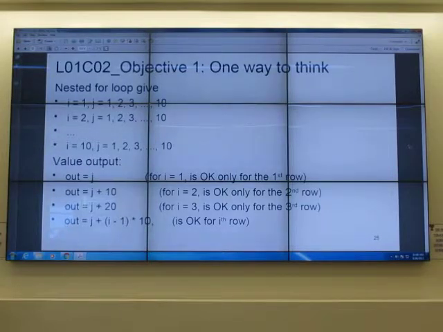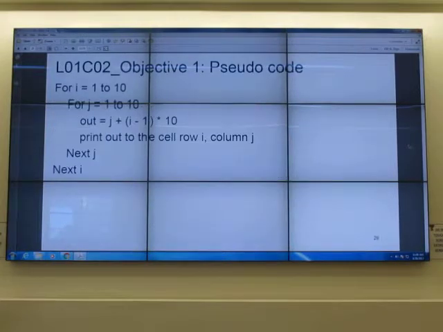So I write R equal to J, then R equal to J plus 10, then R equal to J plus 20 on purpose. And you should do this too, especially if you are new. And then find the pattern within it. Then you say, oh, J plus (I minus 1) multiplied by 10 is okay. Then we put this in the program.